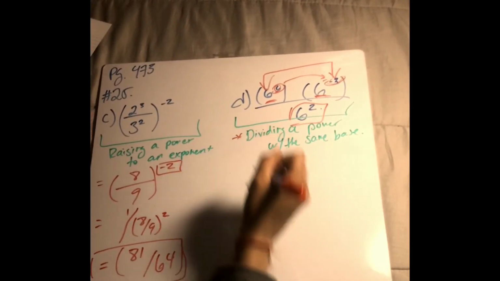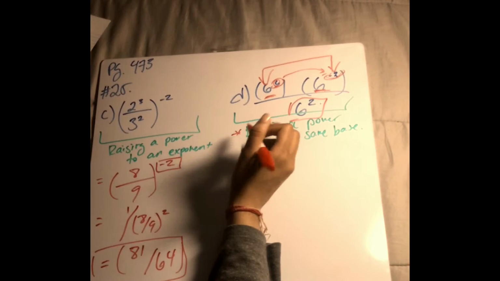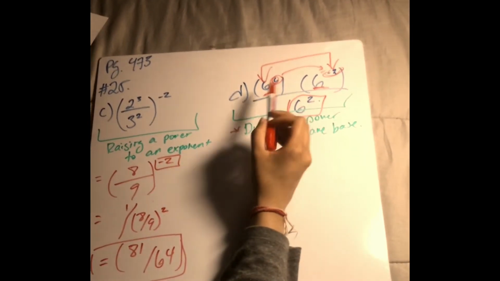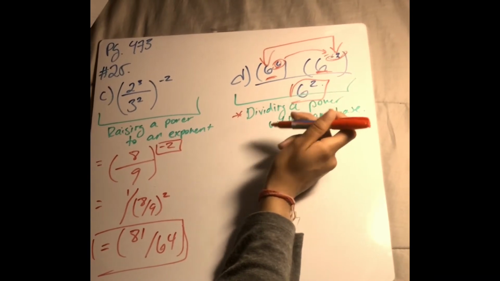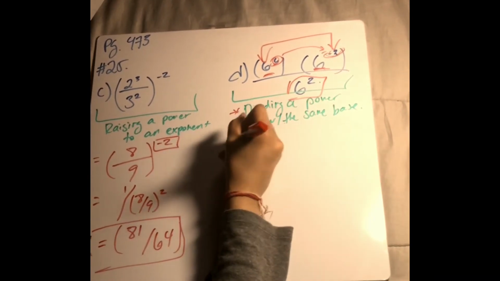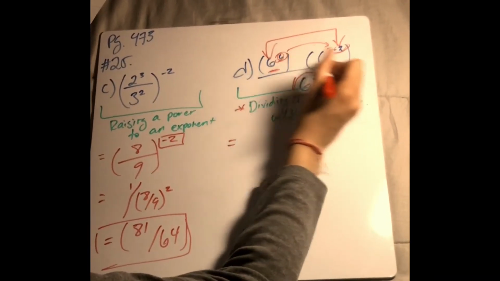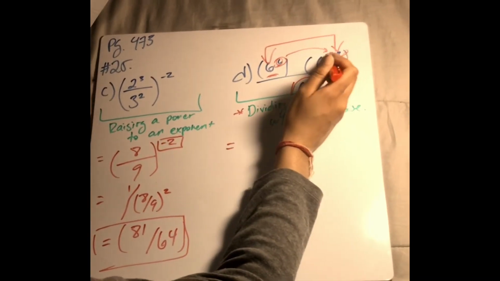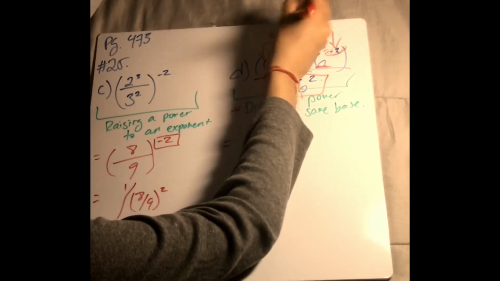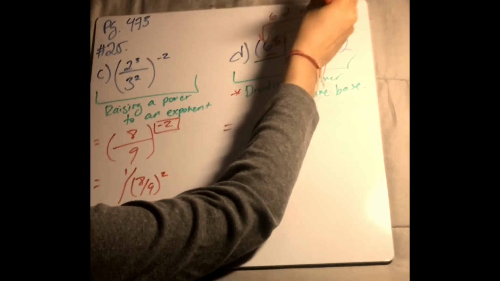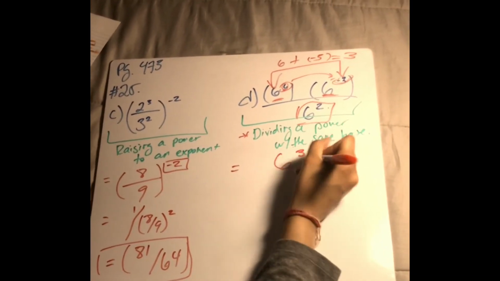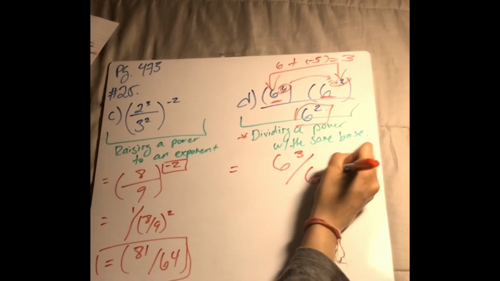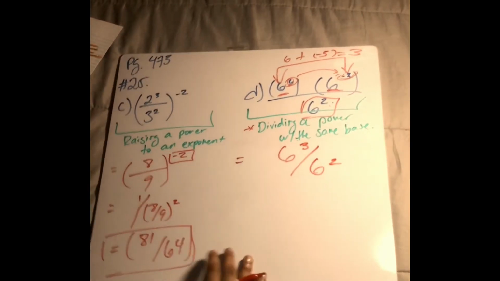So now we're going to be doing part D of question number 25. The question states 6 to the power of 6 multiplied by 6 to the power of negative 3 all over 6 to the power of 2. We know that when we have like terms with the same base, and you're multiplying them, you can just add the exponents. So you have 6 plus negative 3, which is equal to 3. So it's going to be 6 to the power of 3 all over 6 to the power of 2, because that's what we had originally in the question.